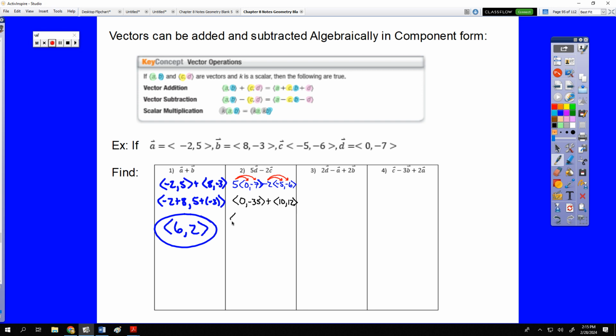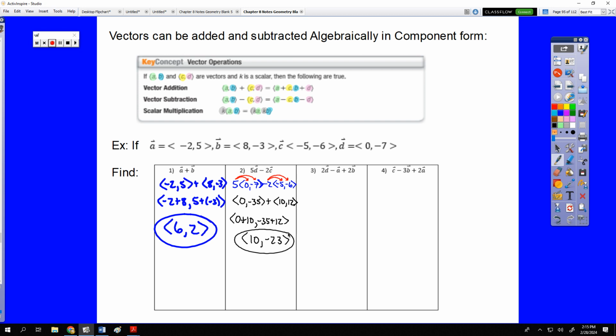Then we apply what we did before. We add the x components, 0 plus 10, and we add the y components, negative 35 plus 12. That would give us the vector 10, negative 23 as our answer. Okay, this can get as complicated as we want it to get.